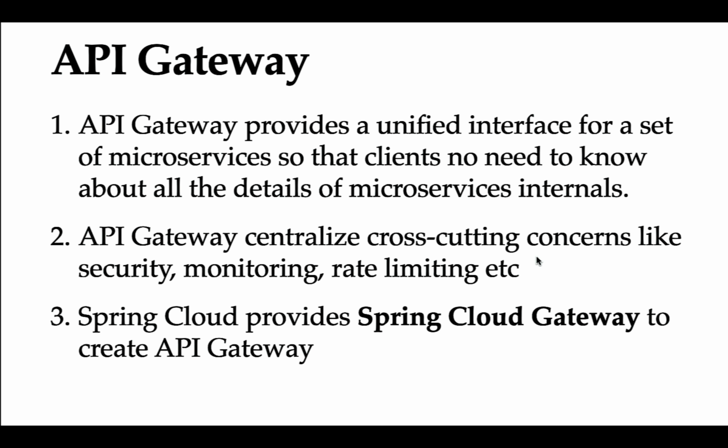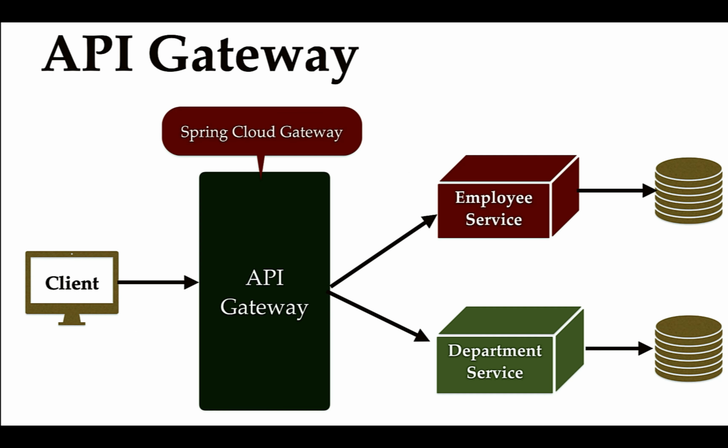Now the question is how to implement API gateway in our Spring Boot microservices project. Well, Spring Cloud provides Spring Cloud Gateway to create an API gateway. For example, if you look at the architecture over here, we can implement API gateway in our Spring Boot microservices project using the Spring Cloud Gateway library.